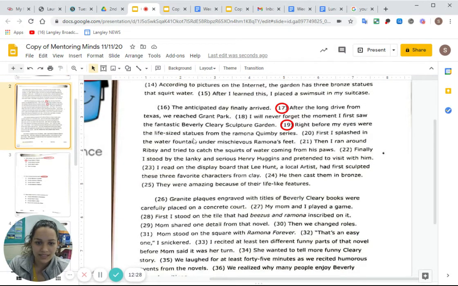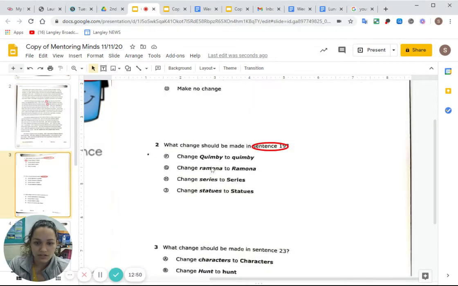Well, in sentence 19, it says, right before my eyes were the life-size statues from the Ramona Quimby series. Is that a specific name? Yes, it is. So would I want to make Quimby lowercase if it's a proper noun, or the title of a book series? No, I don't want it to be lowercase. It should be capitalized. So answer choice F is not the correct one here. Okay, I'm just going to put a line there.